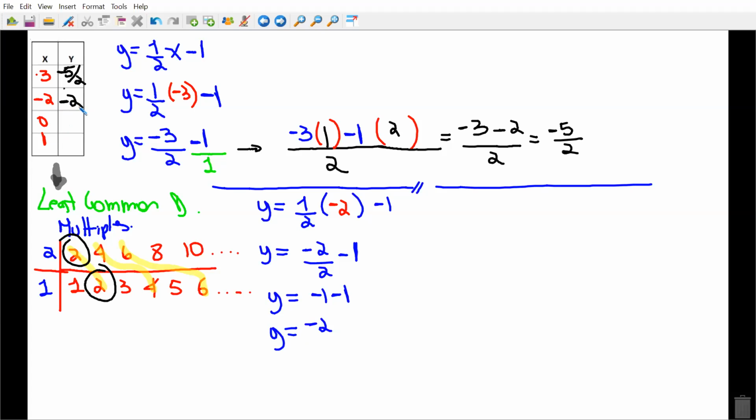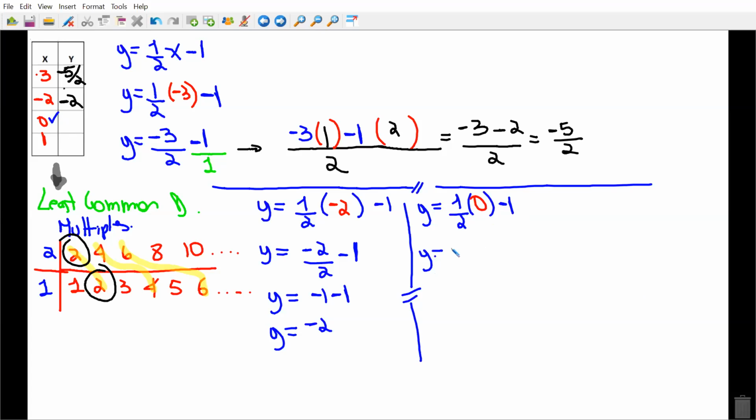Any questions, guys? This is the time to ask. Guys, any questions? No questions? Okay, so let's move on. Now, I finished with negative 2. I'm going to move on to my 0. So y is going to be equal to 1/2 times 0 minus 1, because you told me to work with 0, okay?